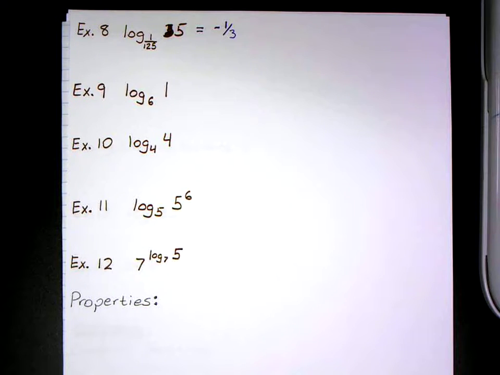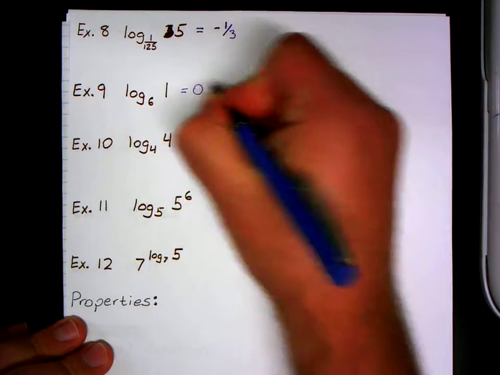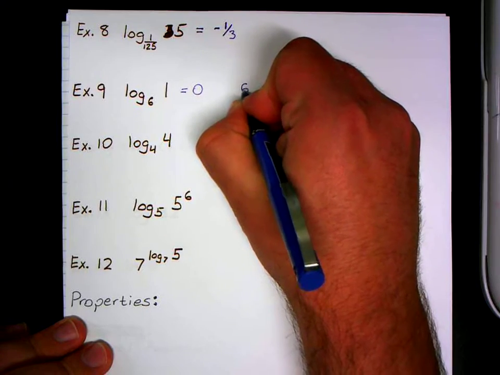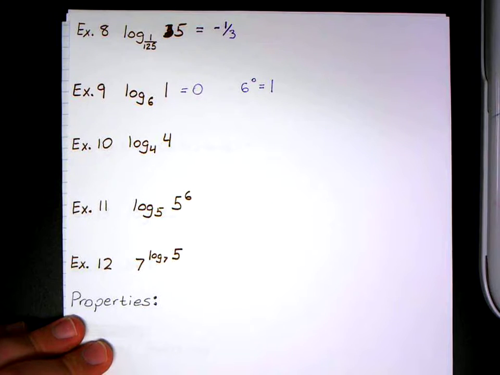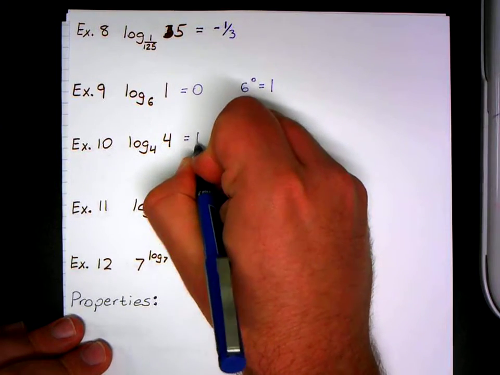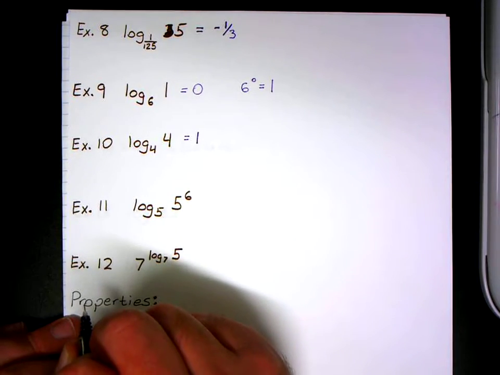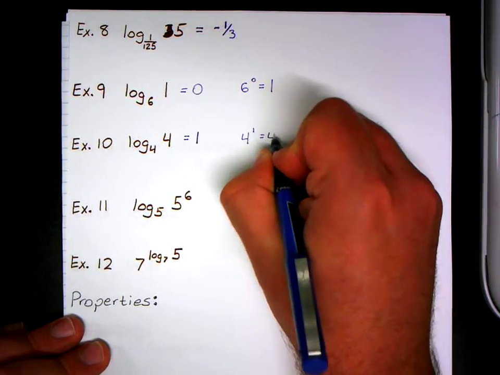Okay, the next 4 have a purpose. Okay, no, this one would be 0, because anything to a 0 power equals 1. Okay, 10 would be 1. I'm hoping you're okay with that one. That would be 4 to the 1 power would equal itself.